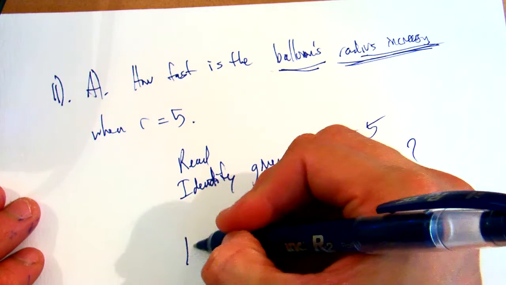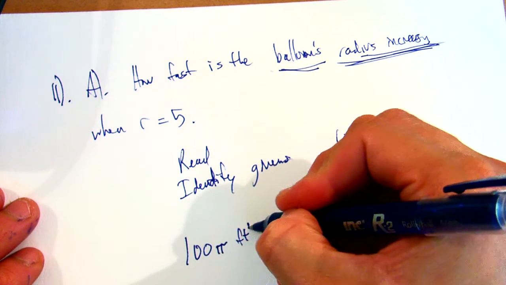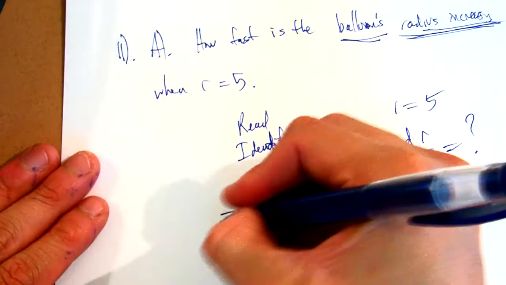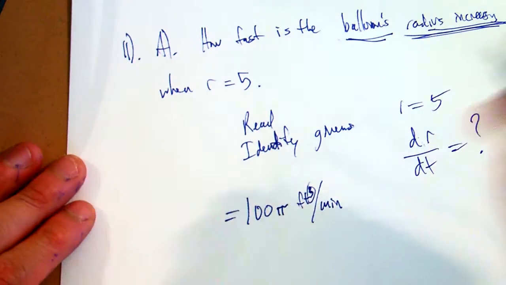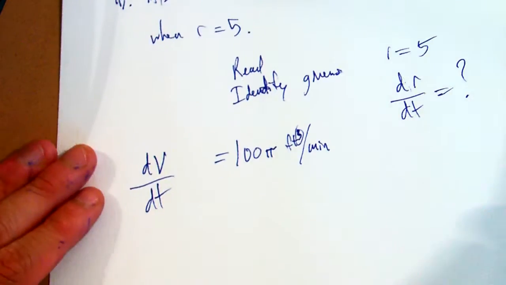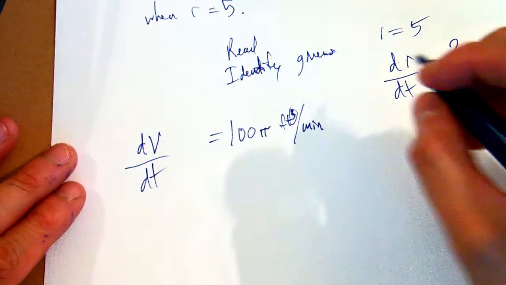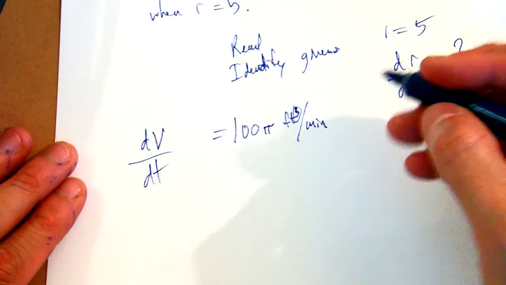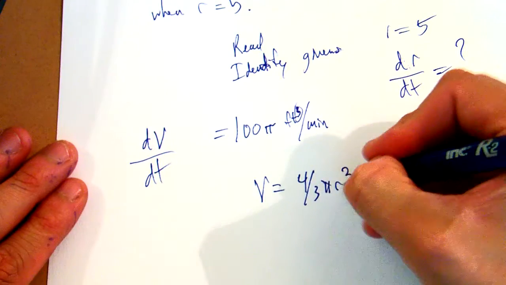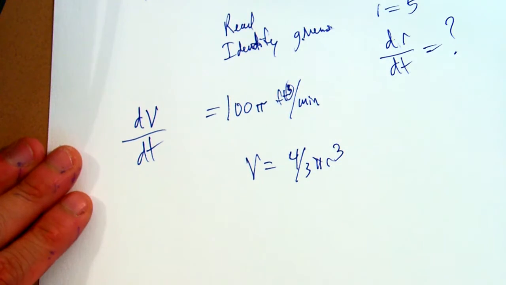But when you see this here, 100 pi feet cubed over minutes, this means cubed is volume. So that's dV/dt. So you're going to need an equation with volume. What's the volume of a sphere? 4/3 pi r cubed, right? So now I have identified my variables. Now what?